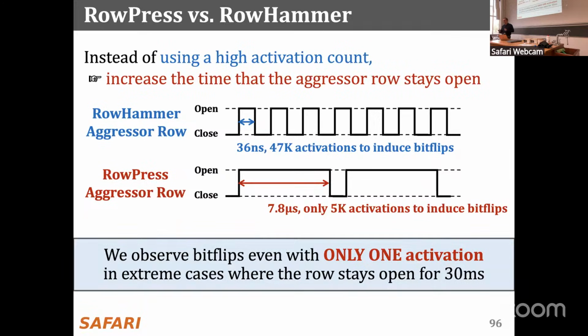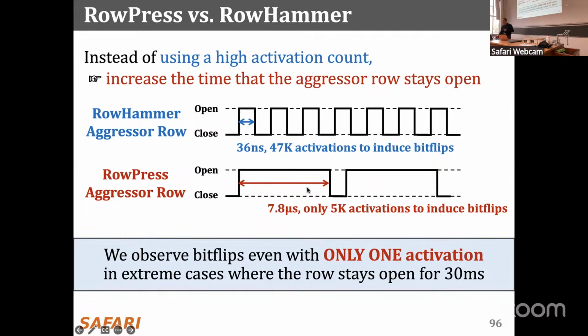Activate, precharge, activate, precharge, activate, precharge as frequently as possible allowed by the DRAM standard. It leads to RowHammer bit flips, and you need to do some number of activations to induce bit flips. RowPress says, don't do that as frequently as possible. Actually, keep the row open for a long time.